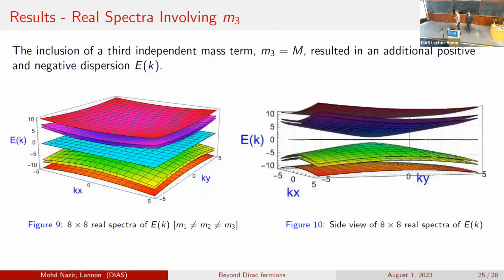Okay, and finally, just to show the plots again for those dispersions, we can see 3 levels for the paraboloids. This corresponds to the 3 masses, and again, they're not touching in between.